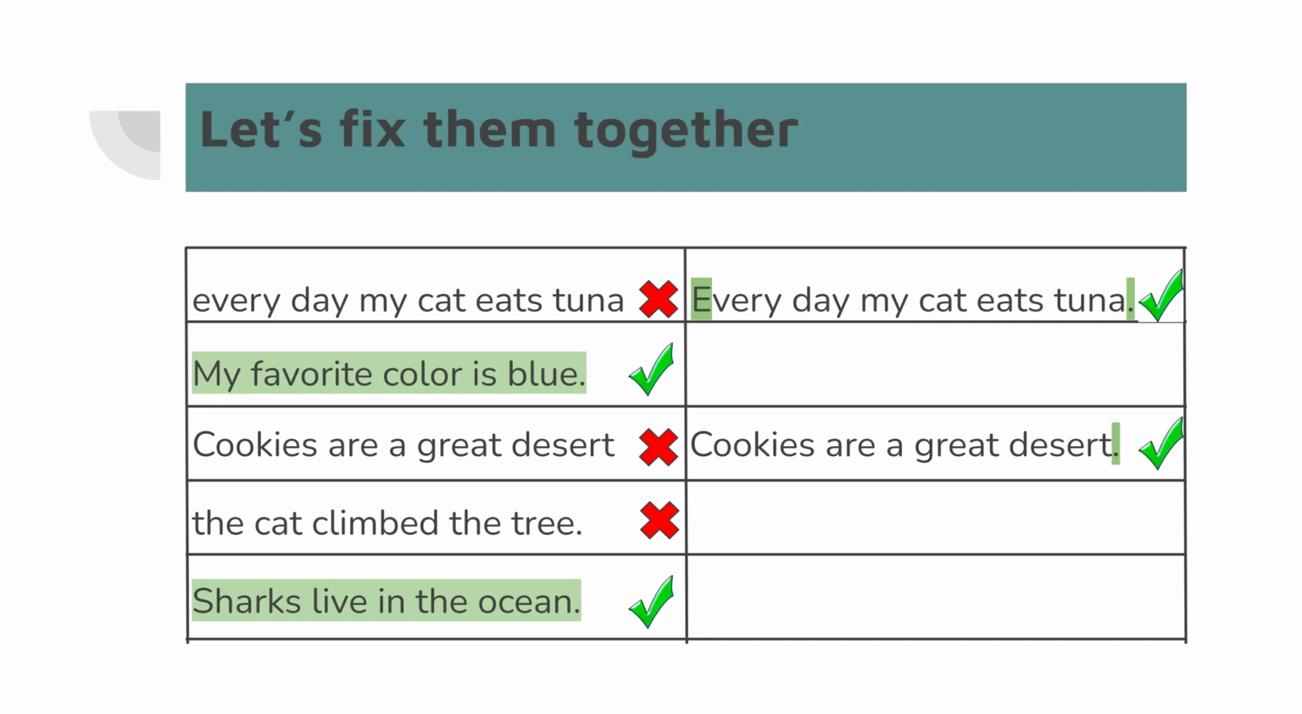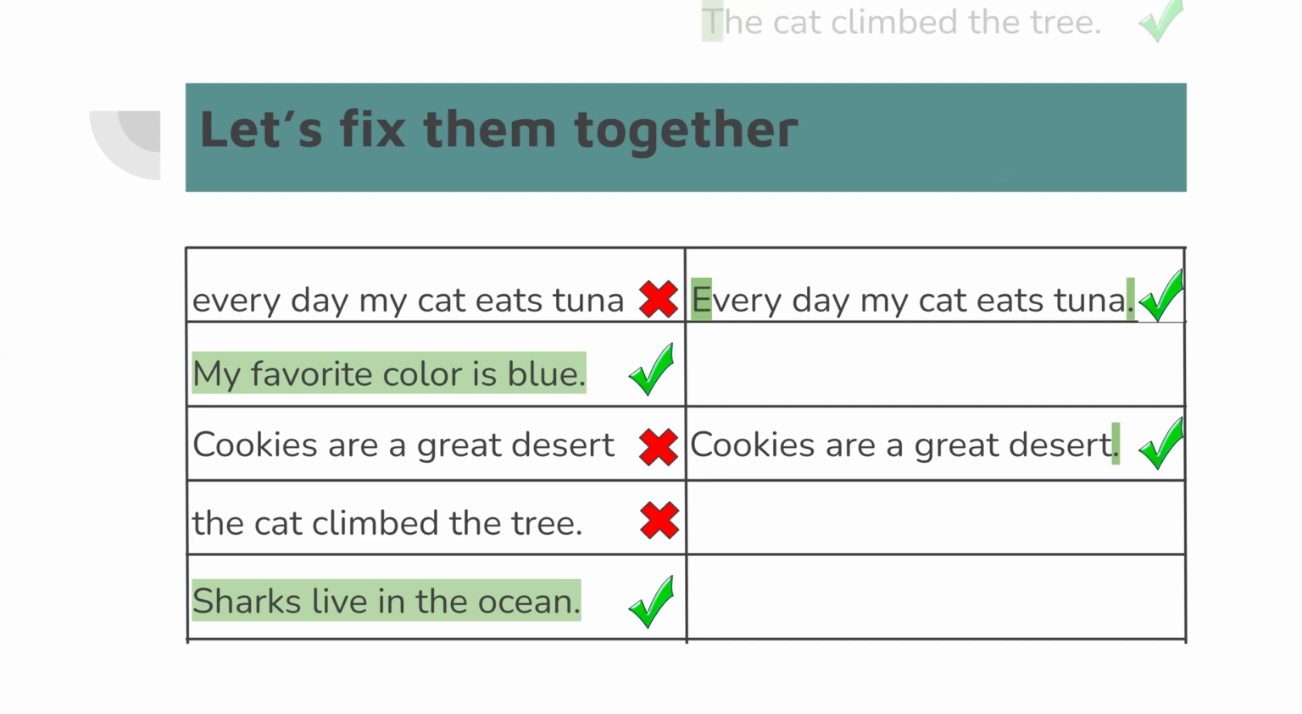The third one, "cookies are a great dessert." We remember seeing a big capital C at the front of that sentence, so we knew that was good, but at the end, we noticed there wasn't a period, so here we added a period, which is highlighted in green.